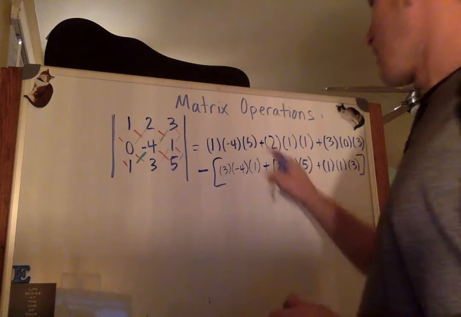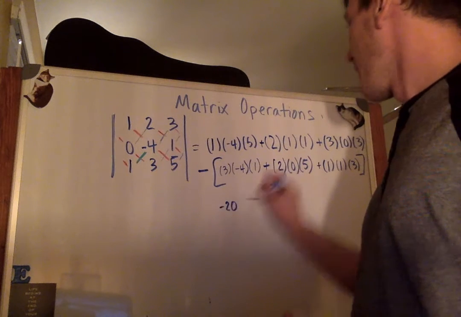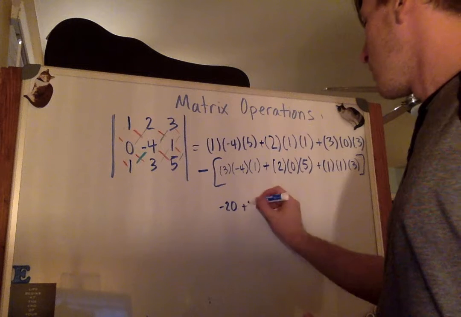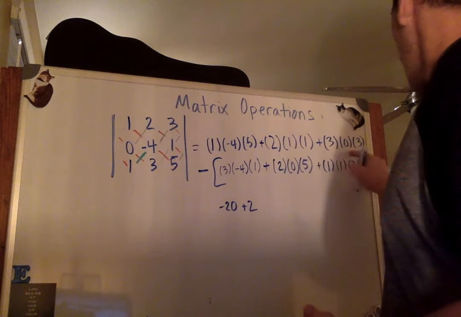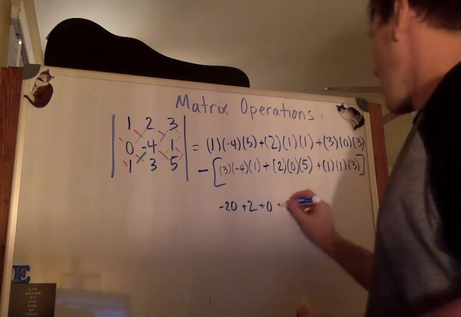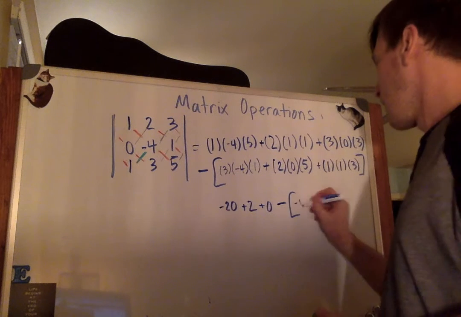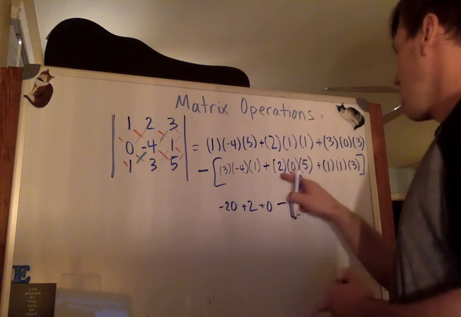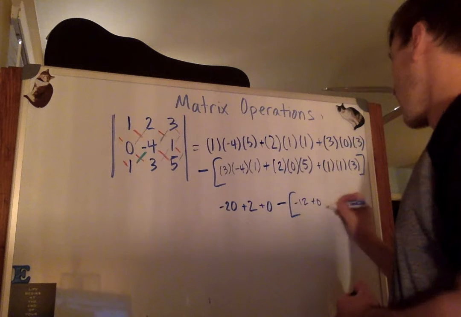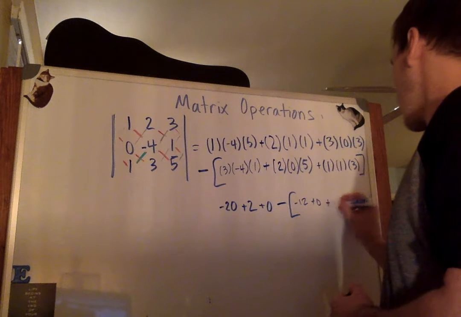So 1 times negative 4 times 5 is negative 20. 2 times 1 times 1 is 2. 3 times 0 times 3 is 0. And then we minus the other 3 terms. The first term was 3 times negative 4, which is negative 12. 2 times 0 times 5 is 0, who cares? And then 1 times 1 times 3 is 3.